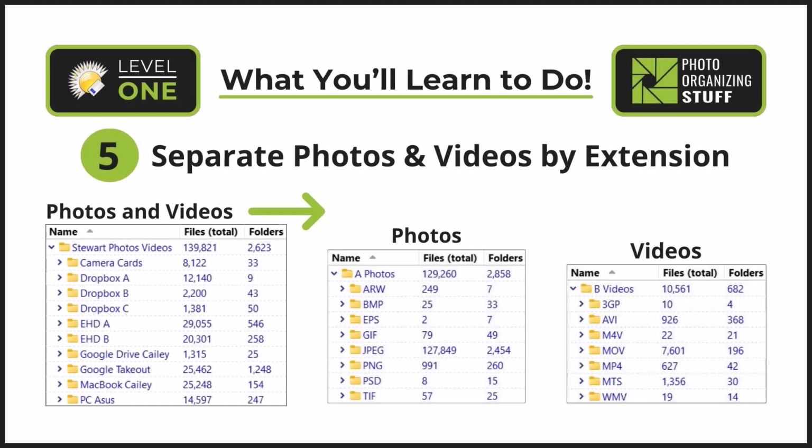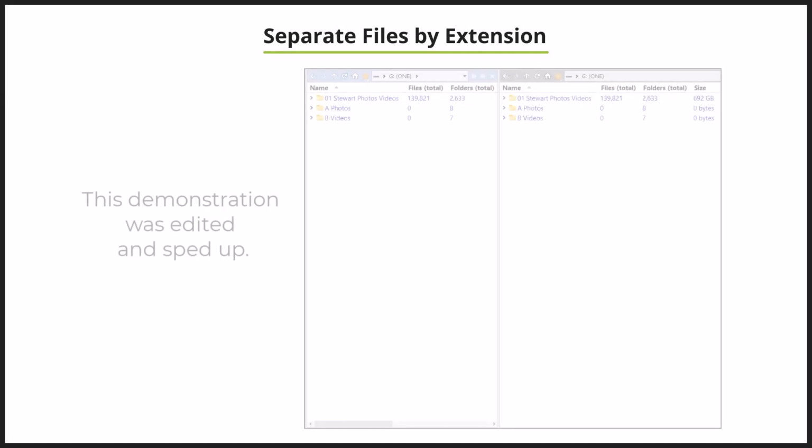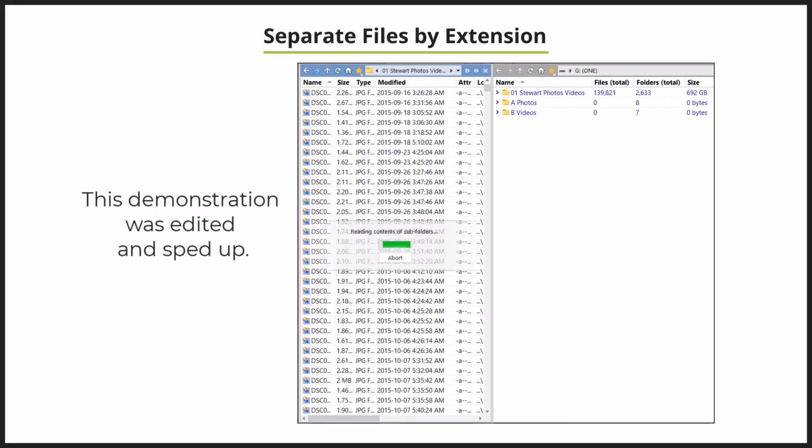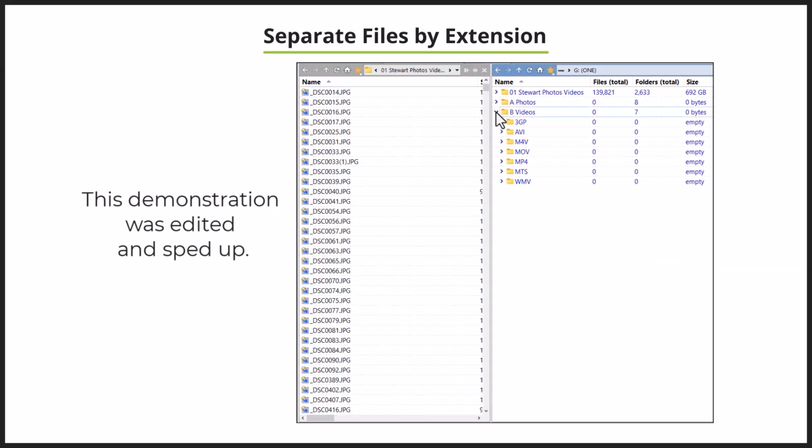Separating files by extension is an essential task because different file types and extensions store metadata in different fields. I'm opening the collection to display all the files. Then I'll select Files by extension and move them to folders I've prepared while preserving the folder structure.